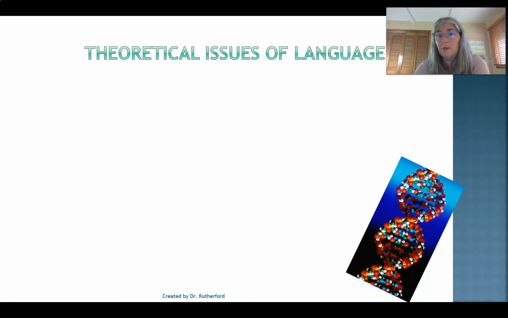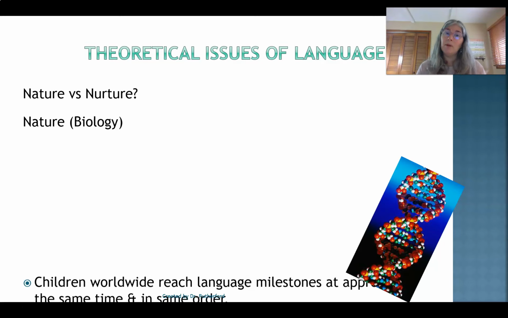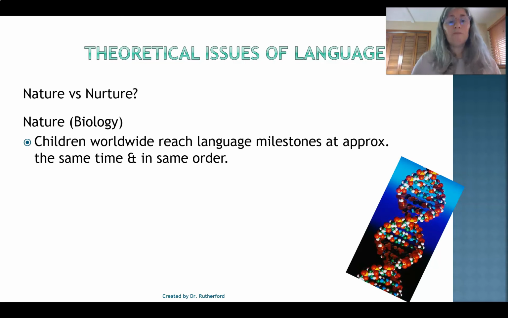Now, those are not the only theories out there looking at language. We're going to start with this idea of nature versus nurture. I'm sure you recall this from your intro psychology course. Nature is looking at the biological or genetic underpinnings of a behavior. Nurture is looking at the environmental underpinnings. So let's start with nature. What are we born with? What genetic predispositions do we have that help us with the acquisition of language?